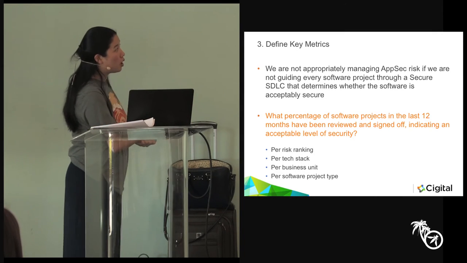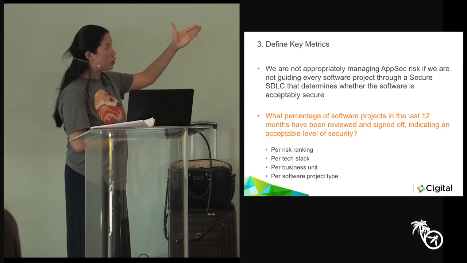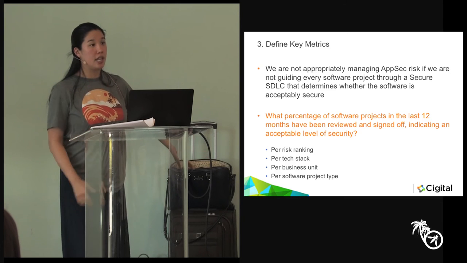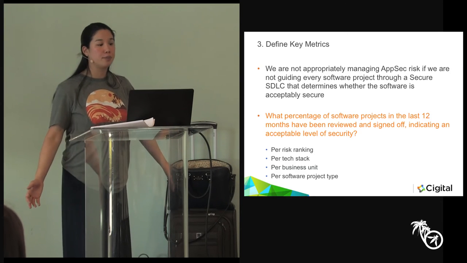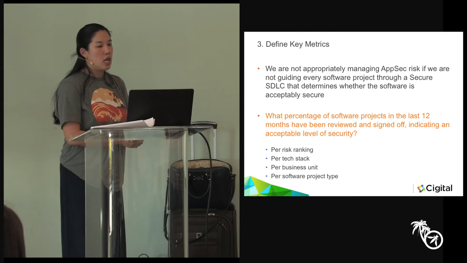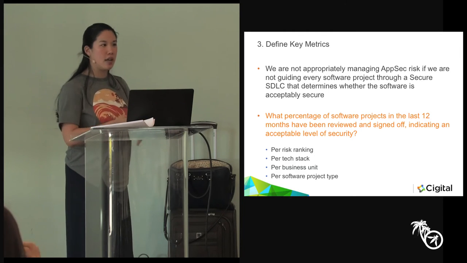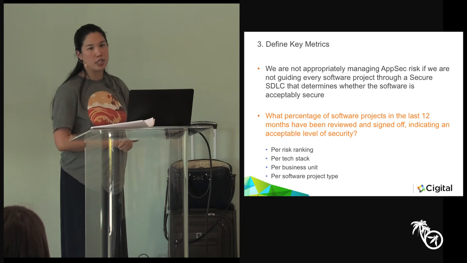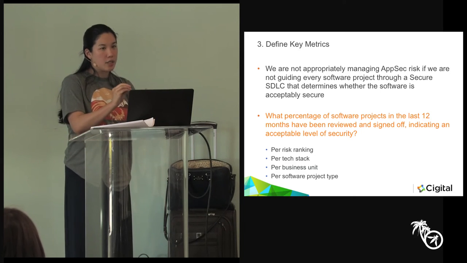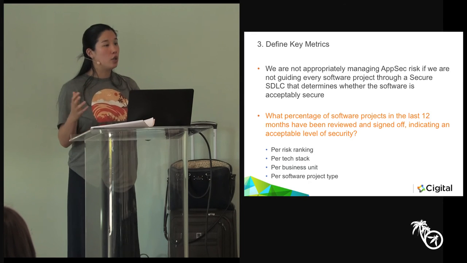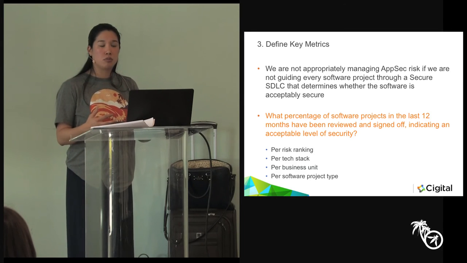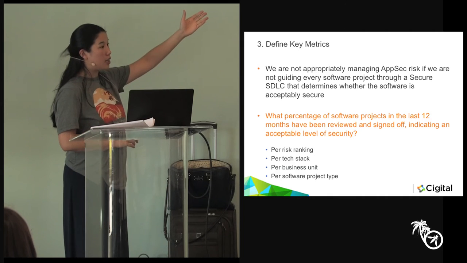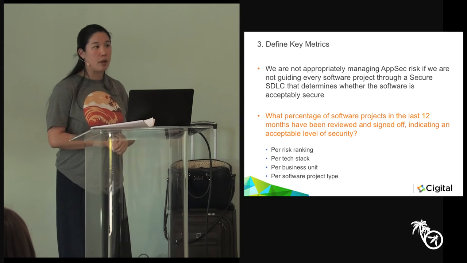Another question for this: every piece of software should go through an SSDLC. How many of the software projects in the last 12 months have been reviewed and signed off? How many of them haven't? And then we can again slice and dice that according to risk ranking, technology stack, business unit, software project type, and hopefully zero in on areas that we want to focus on in the future, or get some visibility into potentially glaring holes in our risk posture if we've decided that we want to live up to this risk management objective.